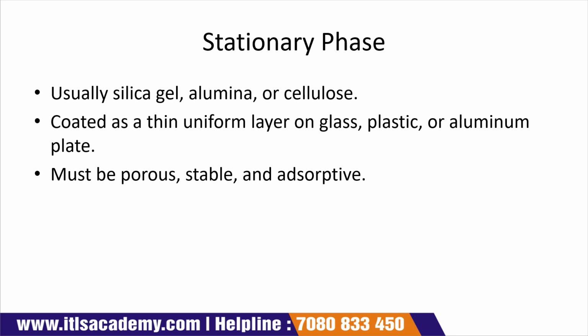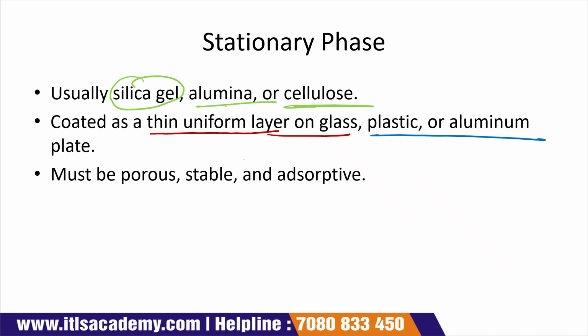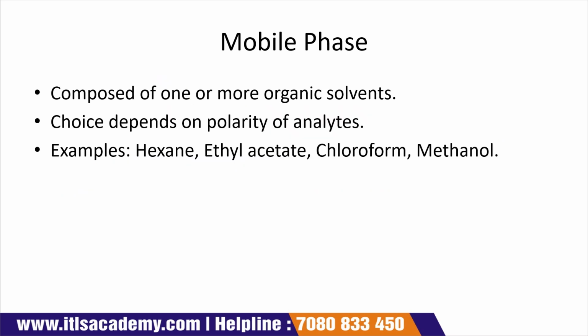Stationary phase. Stationary phase is usually made up of silica gel, alumina, or cellulose. Okay, here what we do, we coat a thin uniform layer on a glass, plastic, or aluminum plate. It must be porous, stable, and adsorptive. Okay, stationary phase should be porous, stable, and adsorptive.